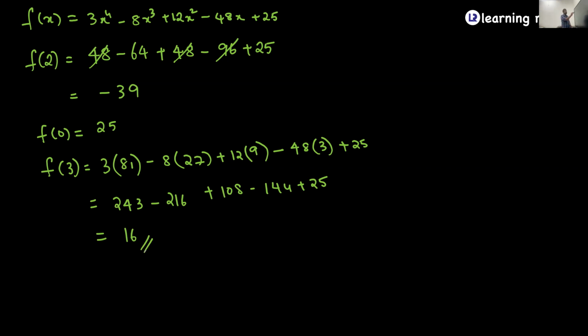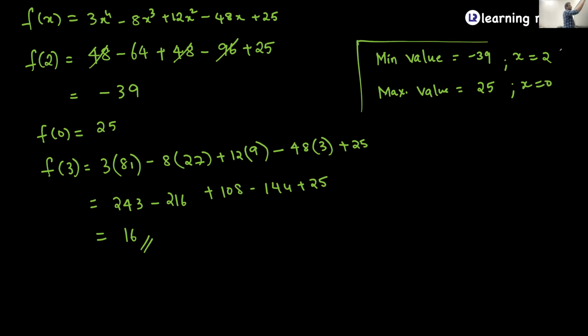So the minimum value is going to be, minimum value will be minus 39, which is occurring at x is equal to 2. And maximum value is going to be, so maximum value is going to be 25, which is going to occur at x is equal to 0. So this is the required answer.